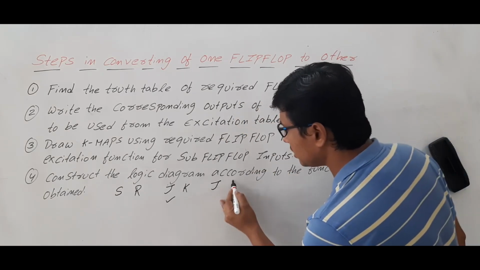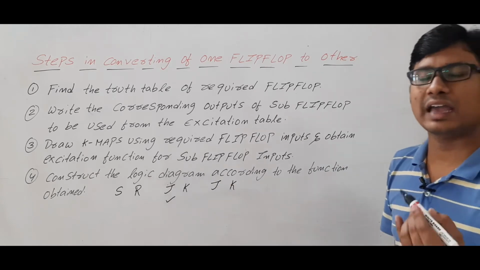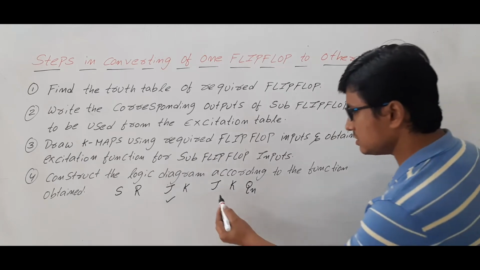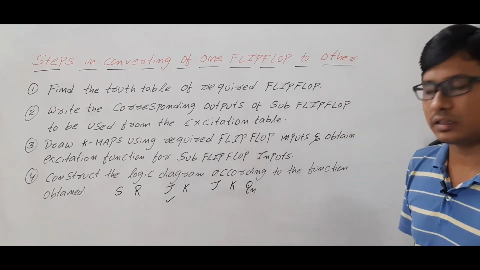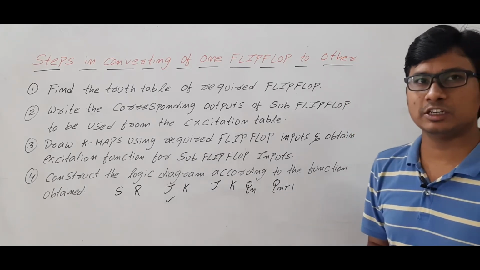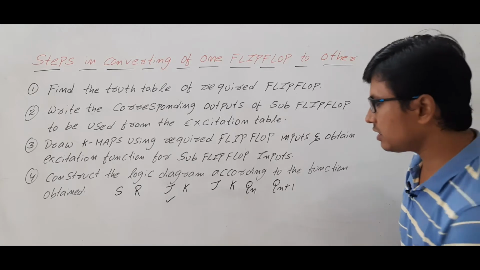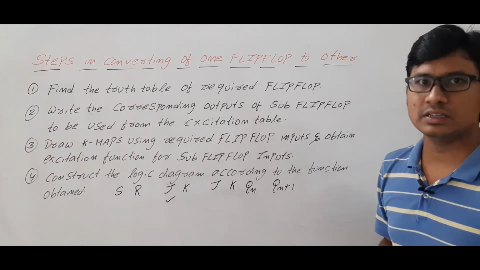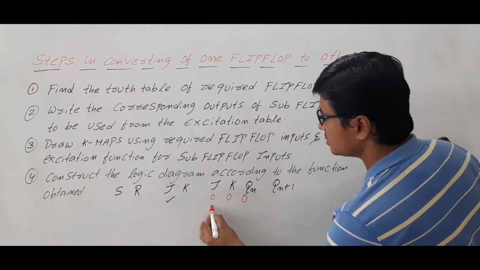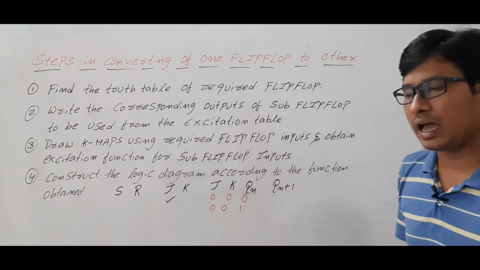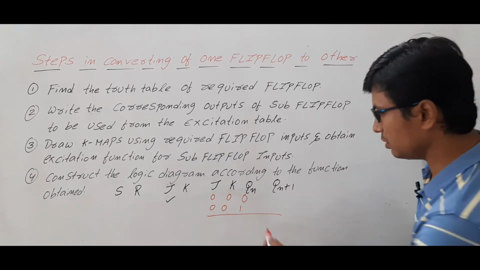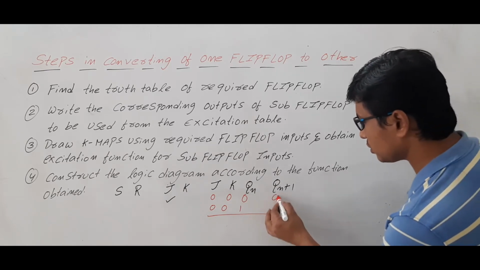So I will find the truth table, or the characteristic table, of the JK flip-flop. What will be the inputs? J, K and Qn are the inputs, and you will have Qn+1. Already we have discussed the characteristic table. If you have 3 binary variables, you will have 8 input combinations such as 000, 001, like that. Let me give a simple example: if J and K values are 0, 0, then Qn+1 is equal to Qn.